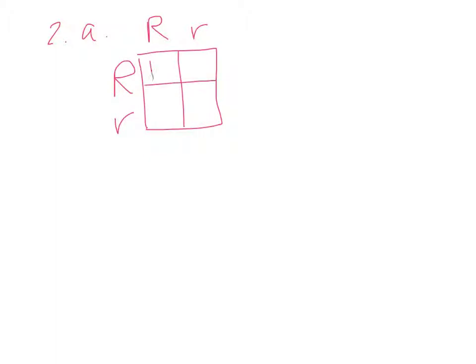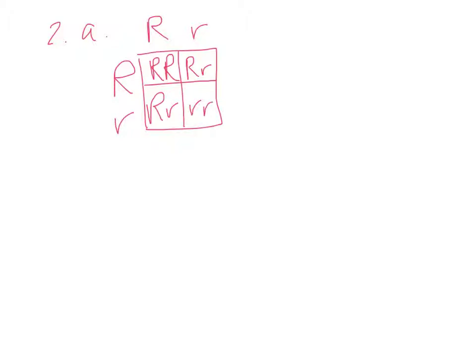So the first one I'm going to work is number 2, part A. It says use the Punnett square to determine all of the offspring genotypes and their frequencies from the following crosses. So we have R R crossed with R R. Sorry, I'm writing with my finger so it doesn't look that great. When we cross these, this is very simple: big R big R, big R little r, big R little r, little r little r.